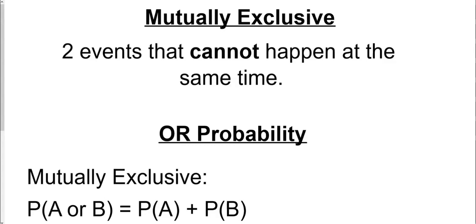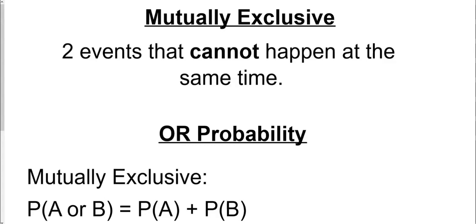What mutually exclusive means is that two events cannot happen at the same time. Those events would be mutually exclusive if they cannot happen at the same time. For instance, like flipping a coin. If you flip a coin, you can either get heads or you can get tails. You cannot get heads and tails at the same time. So flipping a coin is what we would call a mutually exclusive event because they cannot happen at the same time.